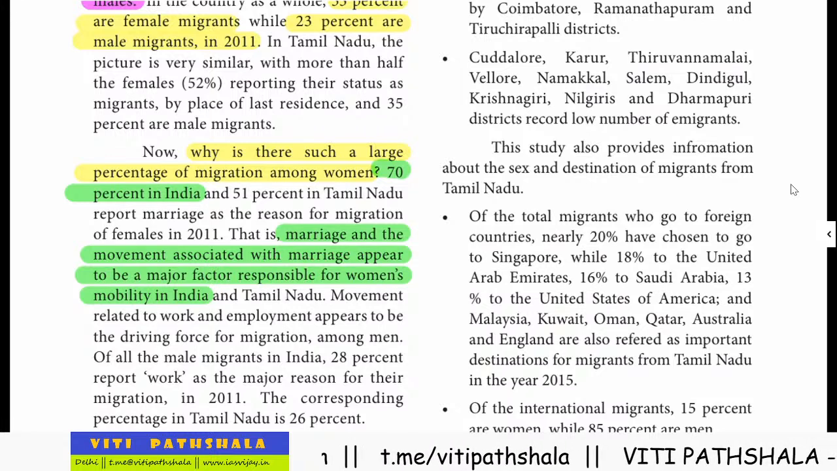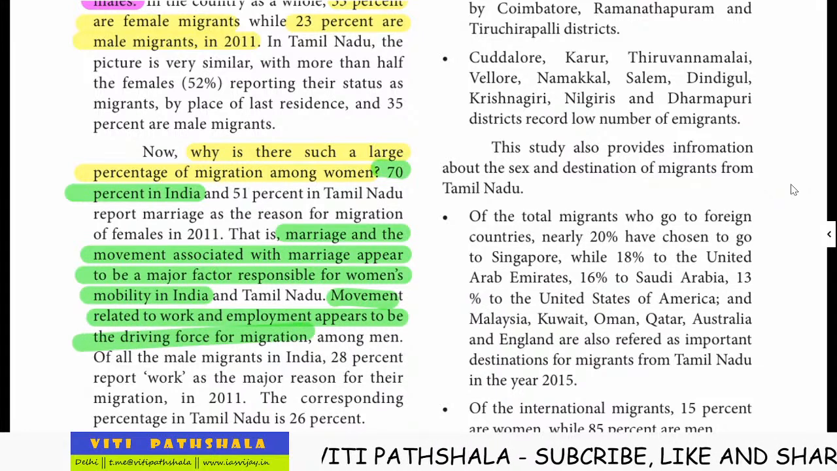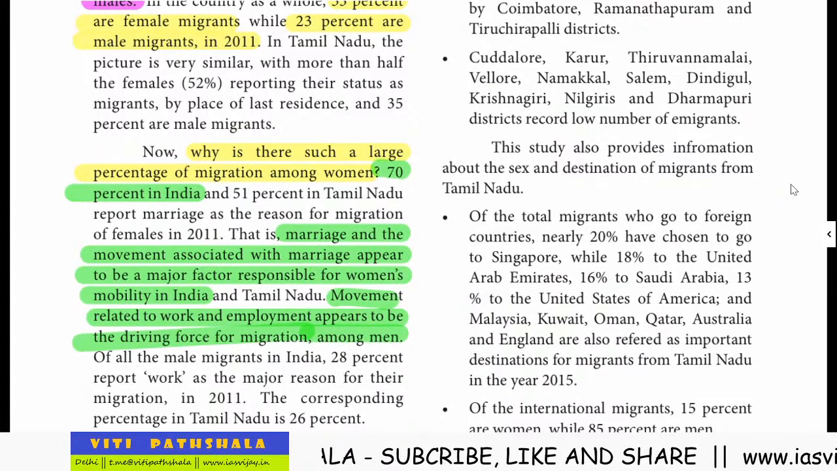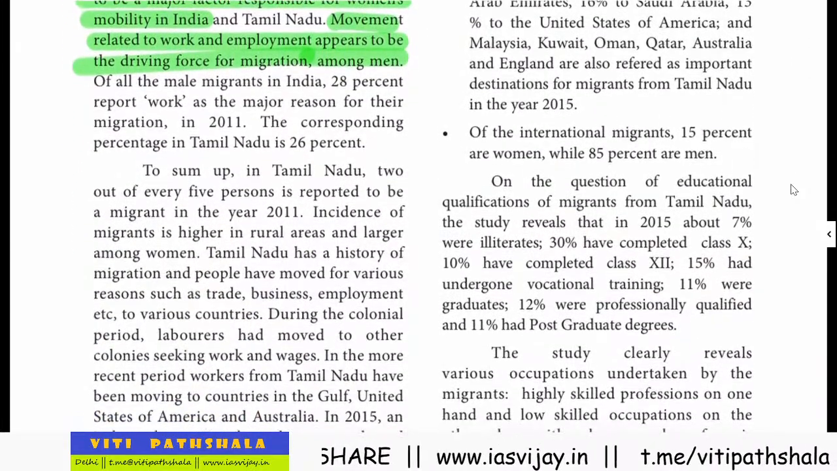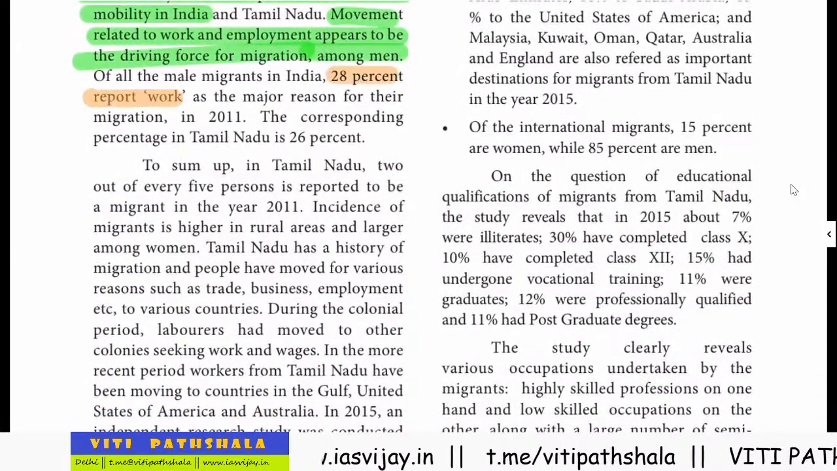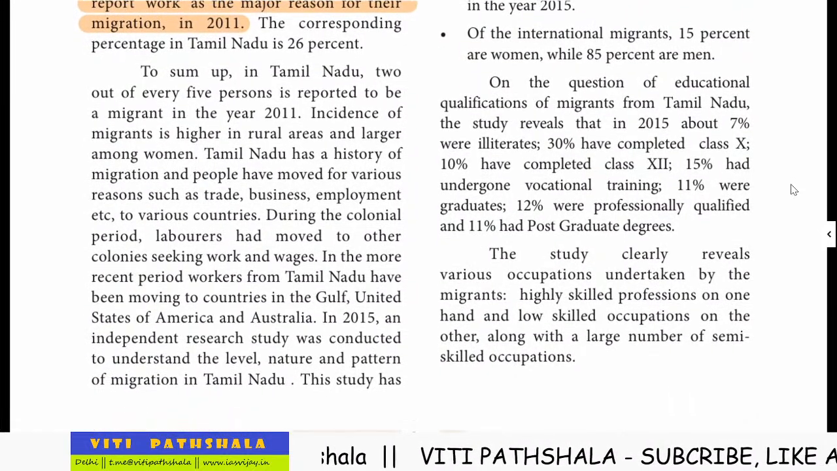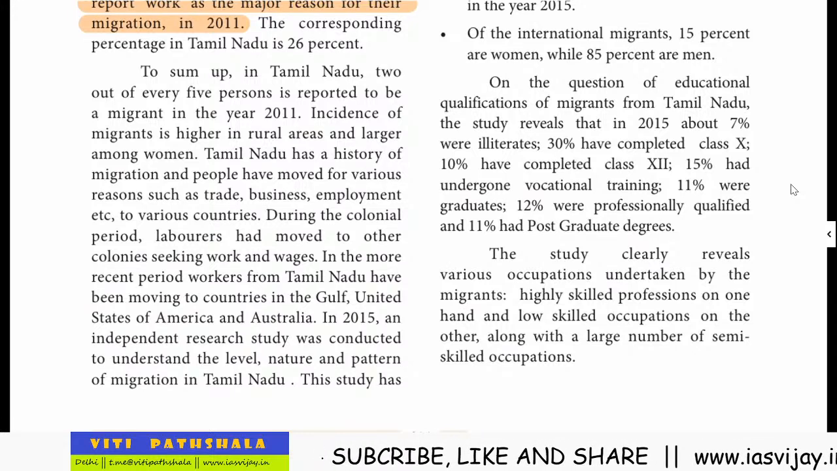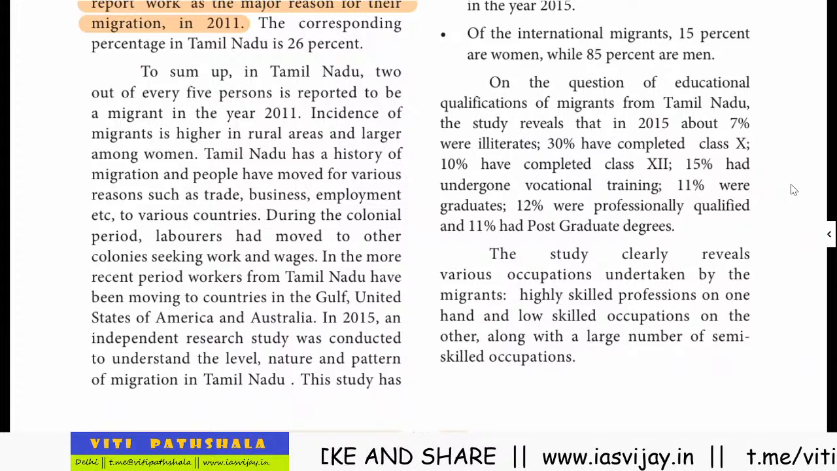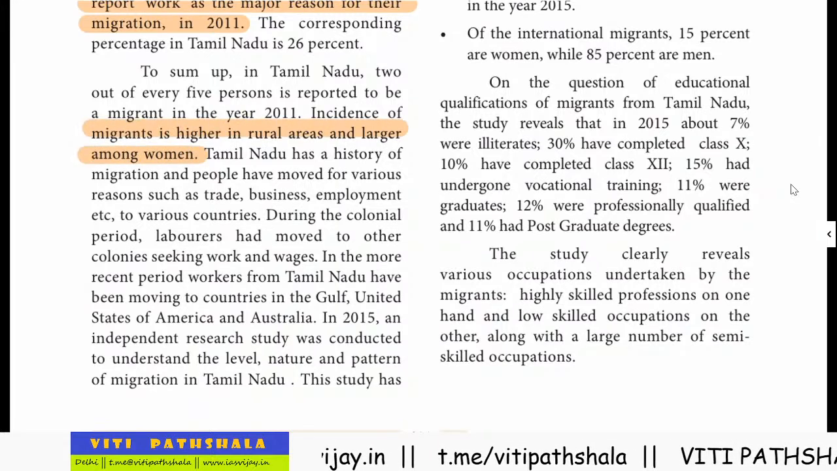Now, movement related to the woman and the employment, it appears to be the driving force of the migration among the men. Of all the male migrants in India, 28% report work as the major reason for their migration in 2011. To sum up, we can say that the incidence of migrants is higher in the rural areas and larger among the women.